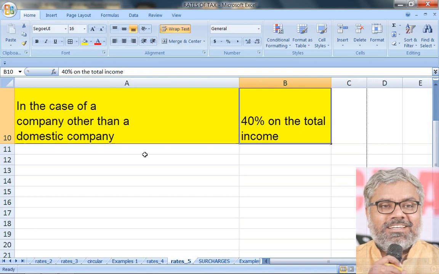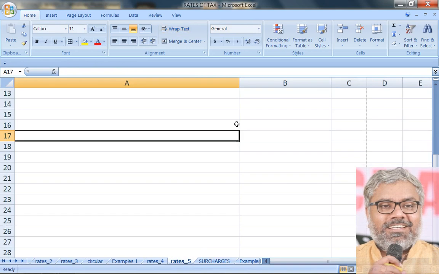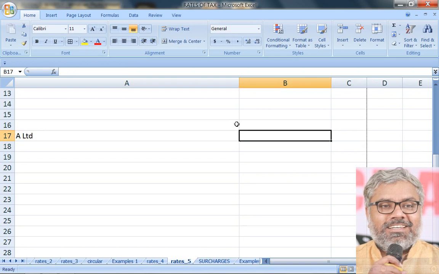How to calculate this? We can take some examples once again just for understanding purposes. So there is a company, say A Limited, having an income in the previous year of, let us say, 2 crores 33 lakhs 45,679. So let us first of all round it to 680. 2 crores 33 lakhs 45,680 is the total income of a domestic company.